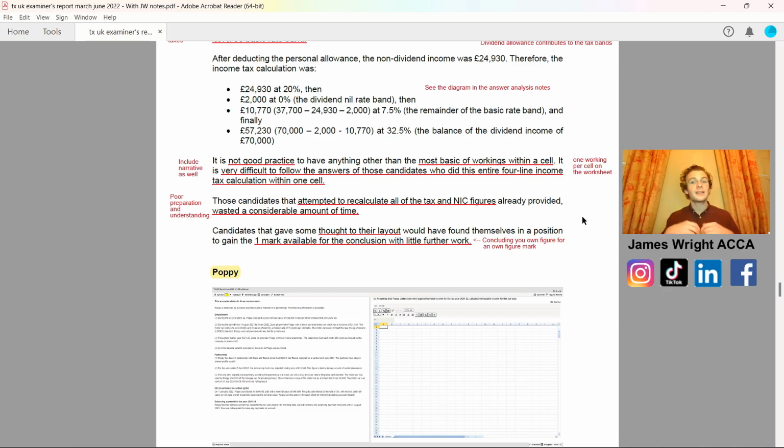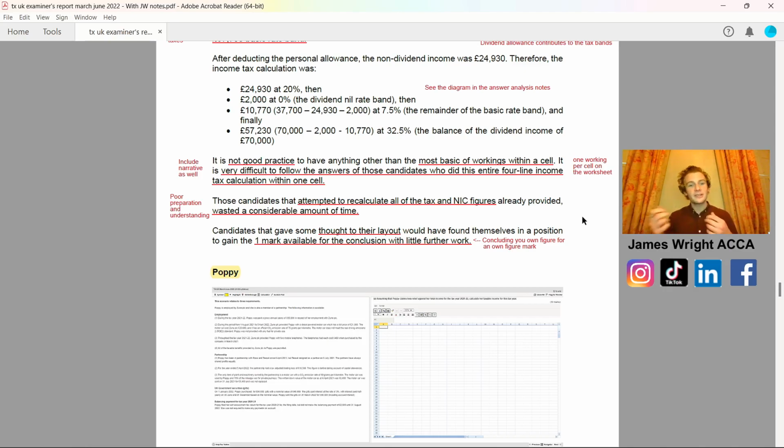some students was that they put most of the basic workings in one cell on the spreadsheet on the computer-based platform. And this is very difficult to follow for those candidates who put a whole tax computation in one cell, for example. So you need to space it out, go line by line, and give yourself lots of room and explain to the marker and communicate it, because the next point the external examiner has written down here was poor preparation and understanding, attempting to recalculate, and again, wasting time.